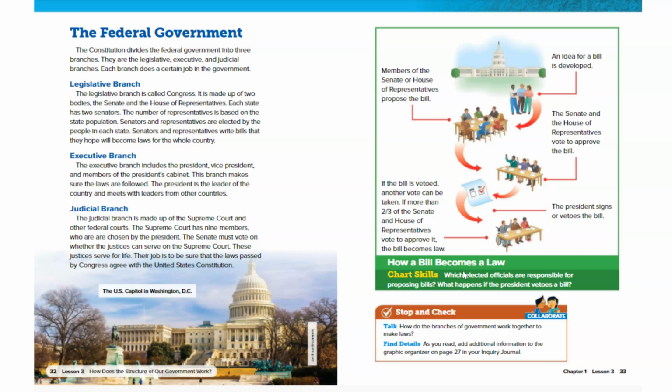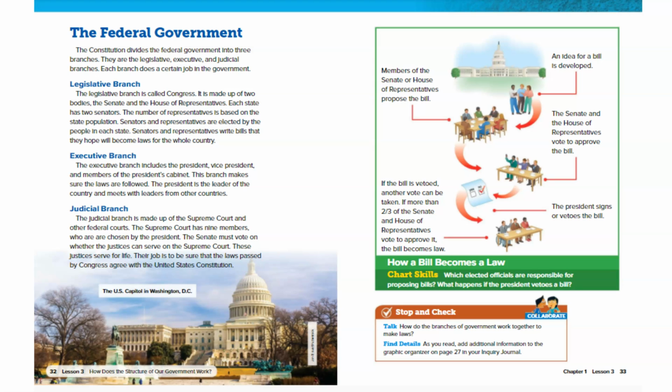Now, what happens if a president vetoes a bill? Pause right here to answer that. Correct. Another vote can still take place. If more than 2/3 of the Senate and House of Representatives vote to approve the bill, it can become a law. So the president can be overridden in this sense. This means the president doesn't have all the power in making sure that a bill does or does not become a law.